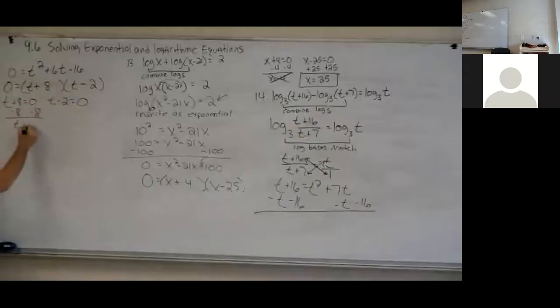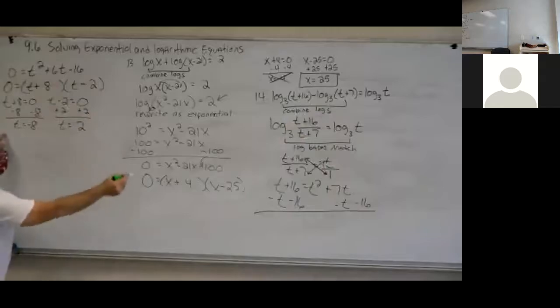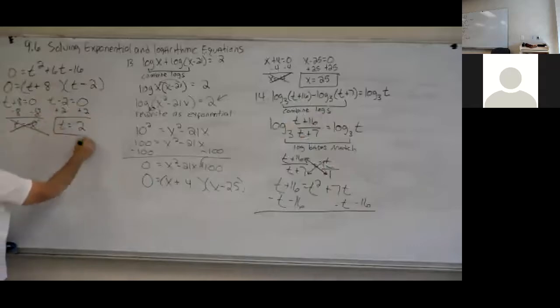So I get t equals -8, and then on that I'll add 2 and get t equals a positive 2. Am I going to keep both of them answers? No. That negative one, if you try to take a log of a negative number, it's going to give you an error. So kick out the negative answer and only keep the positive one. Okay?